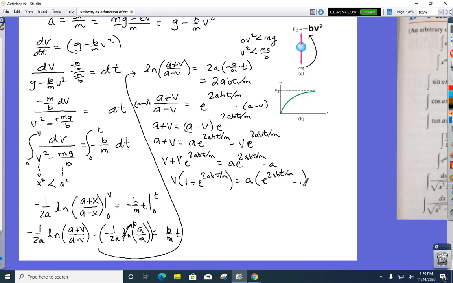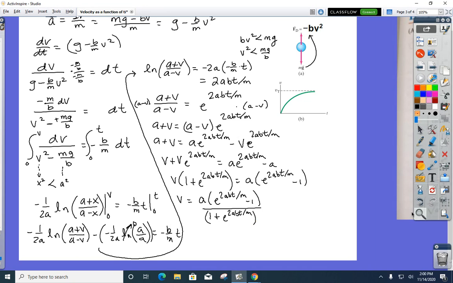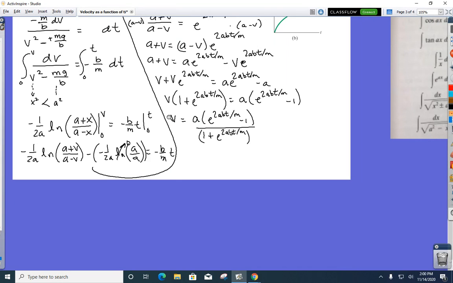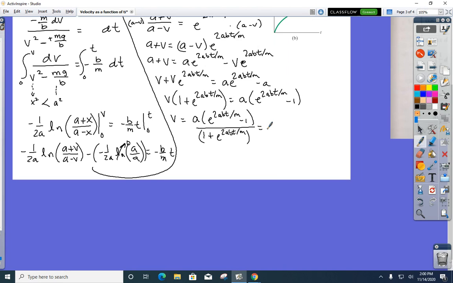And just one last step, I'm going to bring this over here. So I have velocity is equal to a times e to the 2abt over m minus 1, all over 1 plus e to the 2abt over m. Okay, and we're really close now. I just need to do one last step where I replace a with the square root of mg over b. It's going to make it look sort of ugly, but I think we can do that.